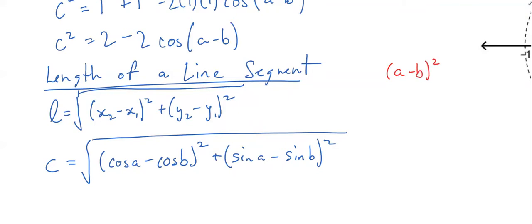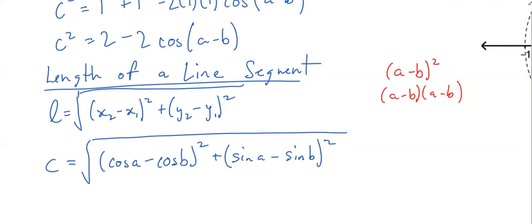Does anybody remember what that is? What's A minus B all squared? A minus B into A minus B. Yes, good. And then when we actually do it, does anybody remember? A squared plus B squared minus 2AB. Yeah, good. So, I'm going to show the long way just in case. But we're not going to do it with the cos A's because it'll be way too long.